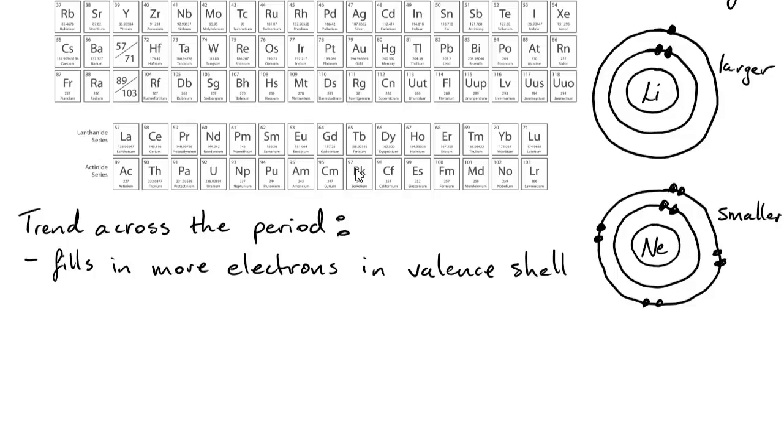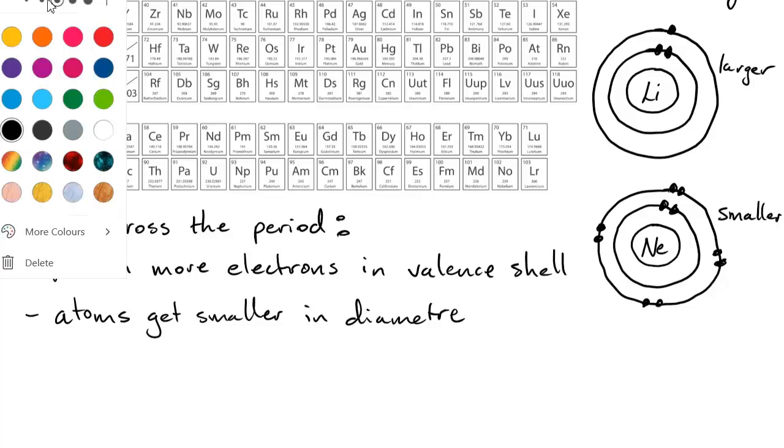So the main reason, I'll first write the trend when you go across the period, and then I'll explain it. So the trend across the period is that atoms, or elements, it's better to use elements, but I've already written atoms, get smaller in diameter. Now, the reason why they get smaller is based on something called electrostatic charge.